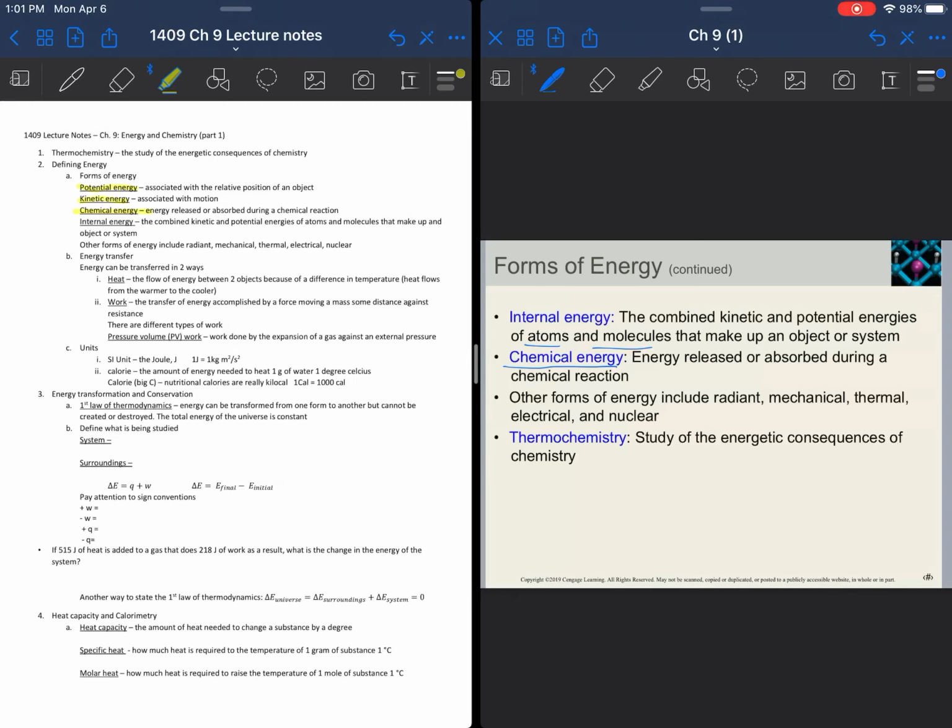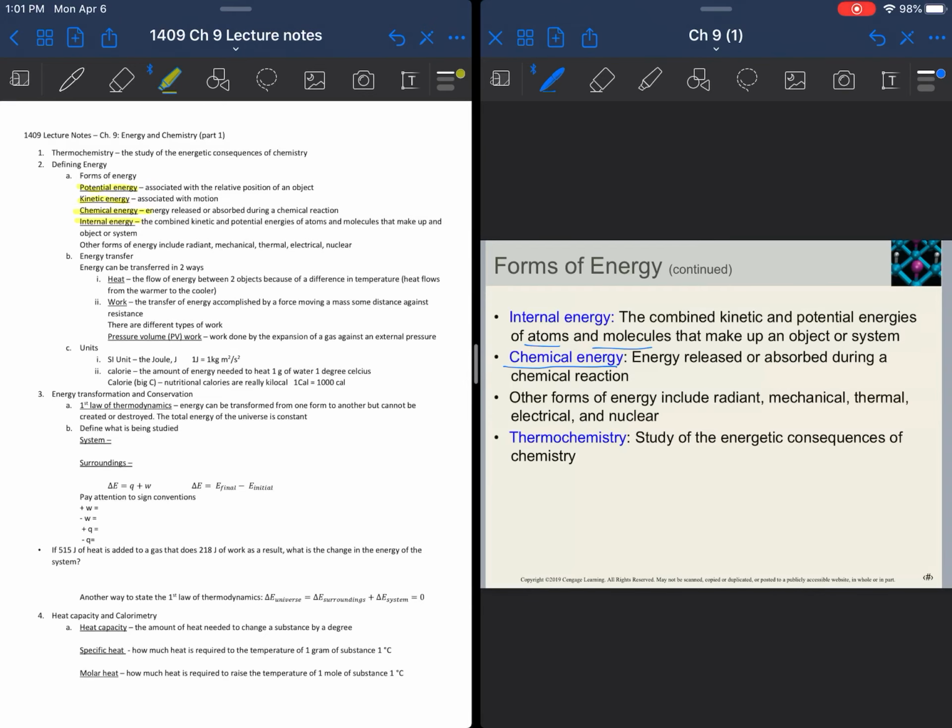There's other forms of energy: radiant, mechanical, thermal, electrical, and nuclear. And these are important, but in this class, we are going to be more focused on chemical energy. We'll certainly touch on thermal. You'll see some relationships between mechanical and electrical. But of course, again, that focus is going to be on chemical energy and the internal energy of chemical systems.